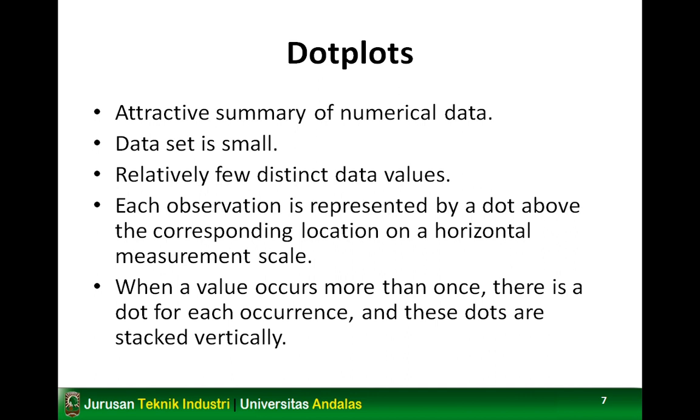As its name indicates, we use dots to represent observations. One observation is represented by a dot, and when an observation occurs more than once, there will be more than one dot for that observation, and the dots are stacked vertically. That is the dot plot. I'm going to give you a simple example of how to make a dot plot.